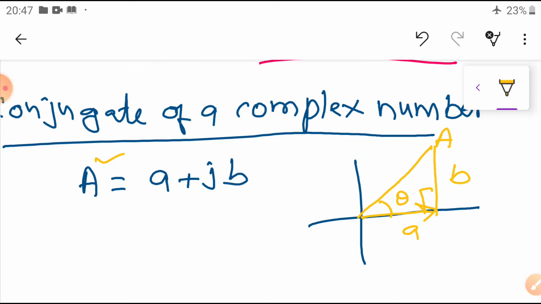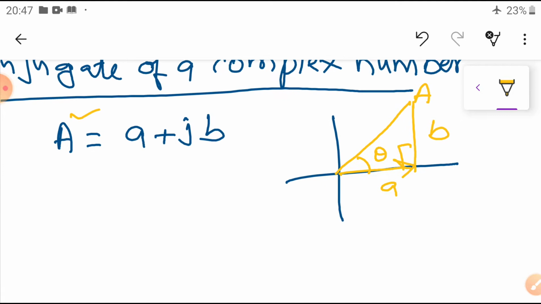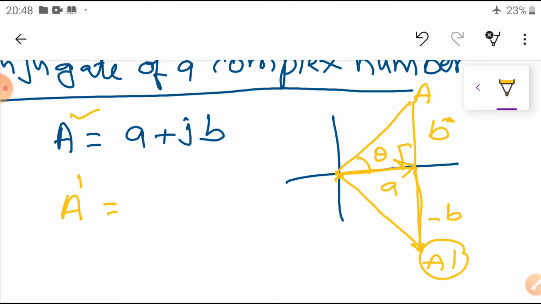Okay. Now conjugate, that means real part is the same but imaginary sign changes. That means the conjugate of this value, real part is same, whatever the B value, that becomes minus B. Then this value becomes A dash. So real part is same, imaginary part changes. So this is represented by A dash. So A dash conjugate, I can write it, real part is positive, I can write A minus J of B is the conjugate of this vector.